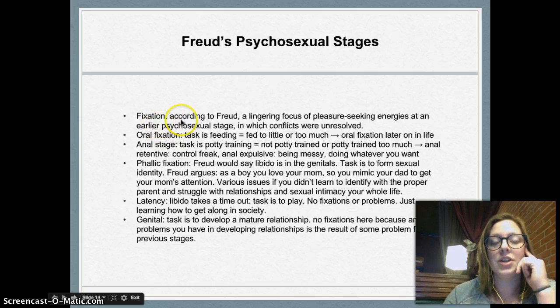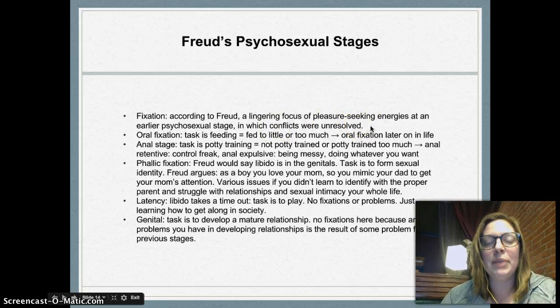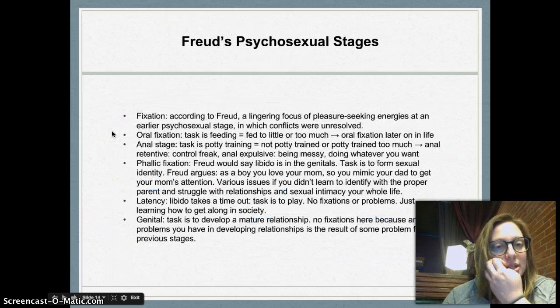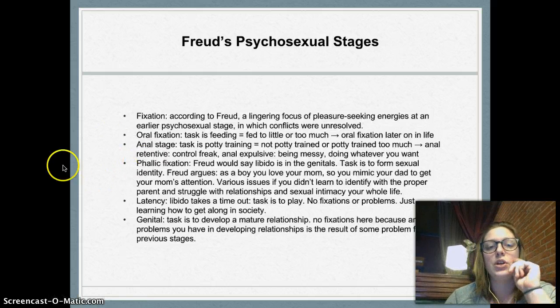So a fixation, according to Freud, is a lingering focus of pleasure-seeking energies at an earlier psychosexual stage in which conflicts were unresolved. So what that means is Freud is saying that during one of these stages, you did not do what you needed to do, or you didn't get enough, or you got way too much. And because of that, you're now focused on that stage, on that deficiency that you have. So let's look at each one.